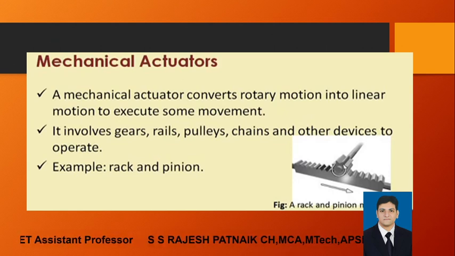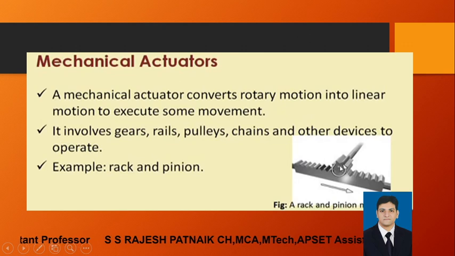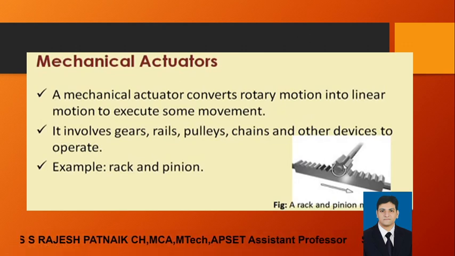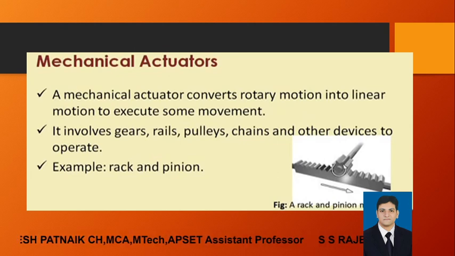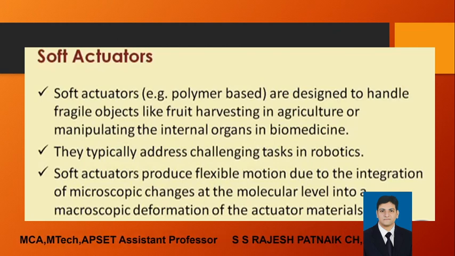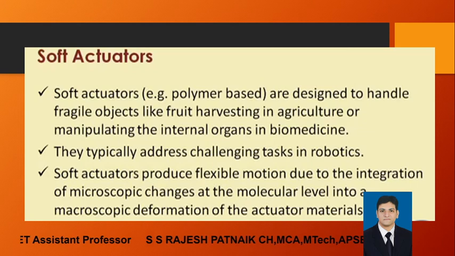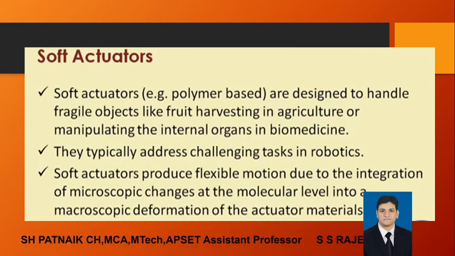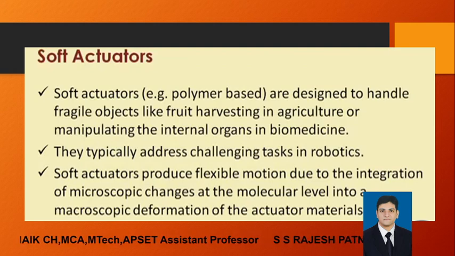The rotatory movement is caused by the actuator. The actuator is an embedded device here. Please remember that. And there are soft actuators. For example, polymer-based ones are designed to handle fragile objects, like fruit harvesting in agriculture, or manipulating the internal organs in biomedicine. Soft actuators are also there.